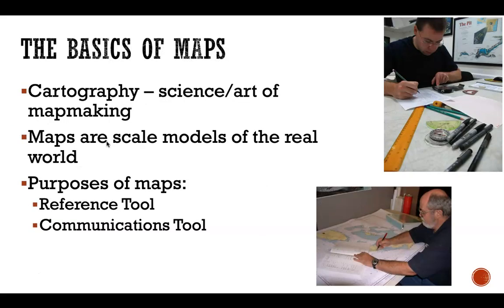All right, so let's talk about the basics of maps. First thing, a straightforward definition: cartography, which is the science or art of map making. Keep in mind that maps are real scale models of the world, and we use them to refer to things, right? You would refer to it as in getting from point A to point B, like a treasure map or a road map, right? But we also use them as a communications tool to describe where things are located, why they're located, how much density there is, tons of other things like that.